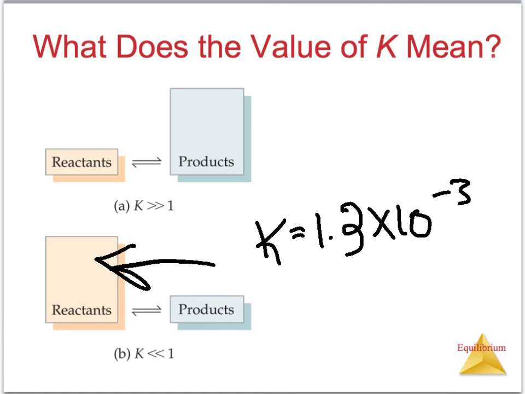That's what we mean by less than 1. So if K is greater than 1, you have lots of reactants turning into products, and that's considered a reaction where the forward reaction is favored. And if you have a K that's less than 1 but greater than 0, then you have most of the reactants staying as reactants or products being turned into reactants, and that's called a reaction where the reverse reaction is favored.